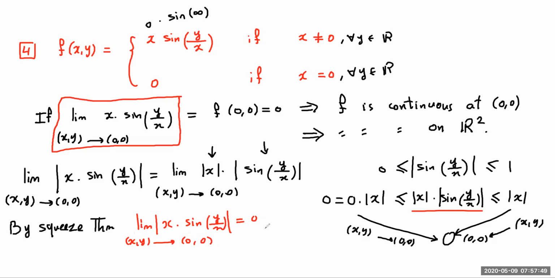But you know that if the answer in absolute value is 0, then without absolute value it is also 0. So the limit of x times sine y over x will be 0 when x, y approaches 0, 0. So we proved this formula here. So the answer equals f(0, 0), so my function is continuous at the origin, and so it's continuous on R squared.